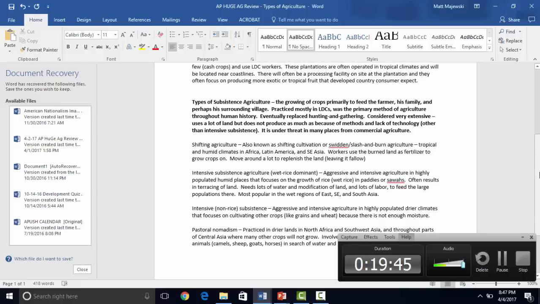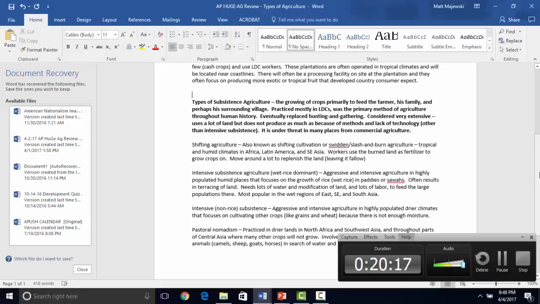It's mostly done in LDCs. It was the primary method of agriculture throughout most of our history. Only since the Second Agricultural Revolution has commercial developed. It replaced hunting and gathering. It's considered very extensive. It uses a lot of land, but doesn't produce as many crops compared to other types of agriculture. It's definitely got a lack of technology. They tend to not use a lot of technology or any at all. A lot of human power, maybe animal power in some instances.